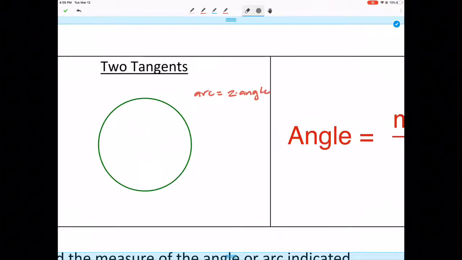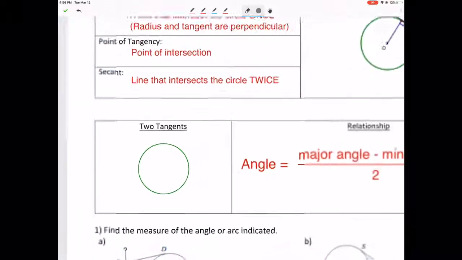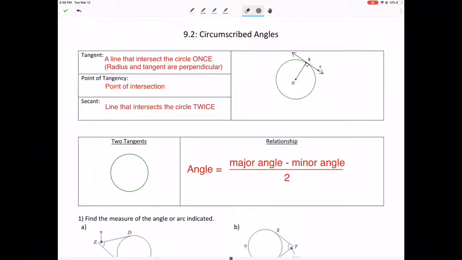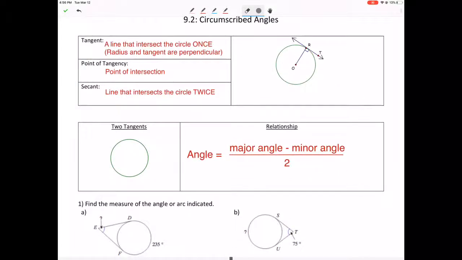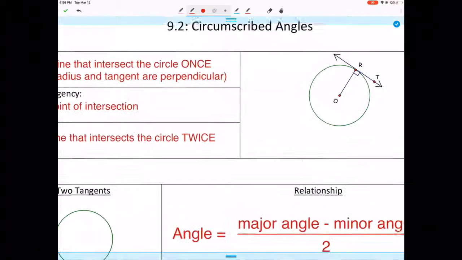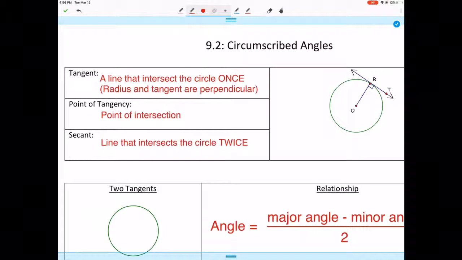And then today what we're talking about is circumscribed angles. Circumscribed angles, the vertex of the angle is outside of the circle. And we'll talk more about that as we get further on. But before we do that, let's talk a little bit about tangents and secants.